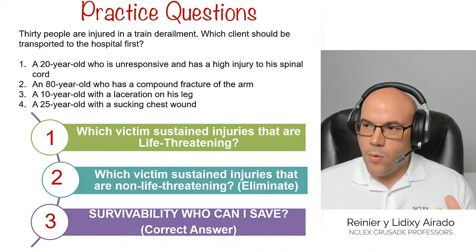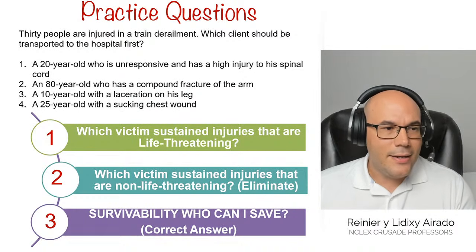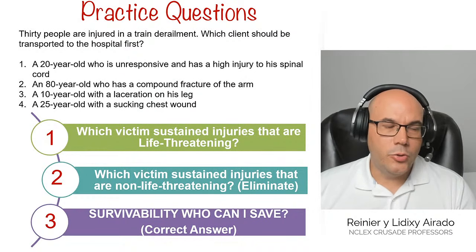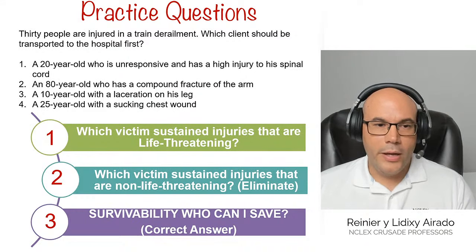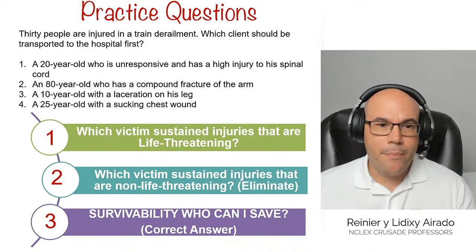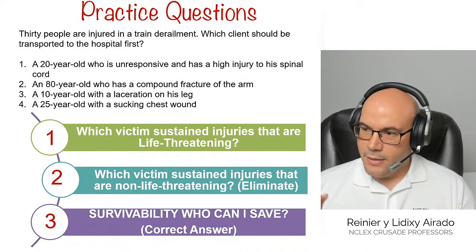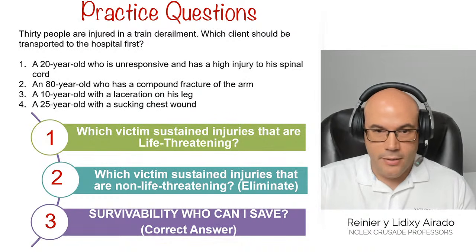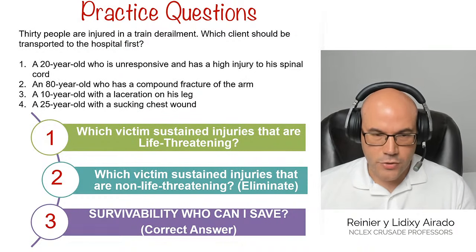So basically, the question says, 30 people are injured in a train derailment. Which client should be transported to the hospital first? As you can see, you're dealing with a mass casualty. You have 30 people that were injured in this accident. This is the key to understand that you will be using the strategy that I just taught you. Let's follow the steps of the strategy.